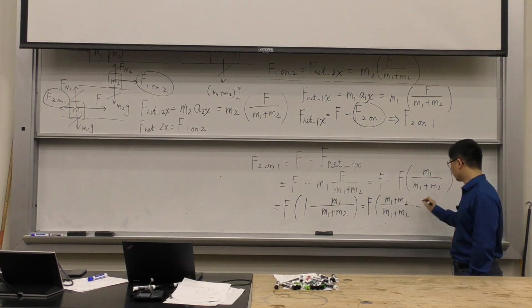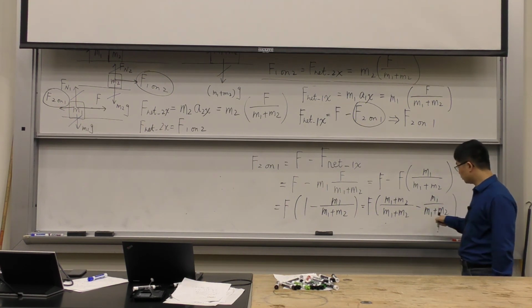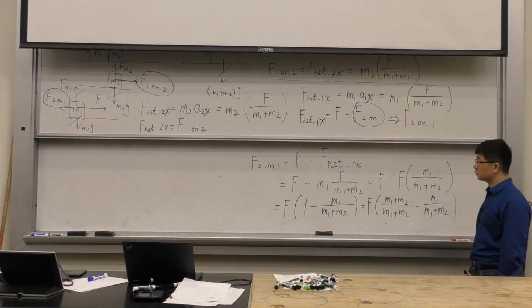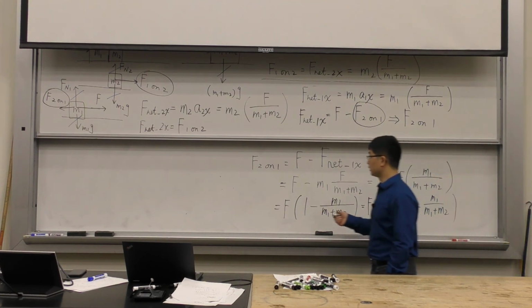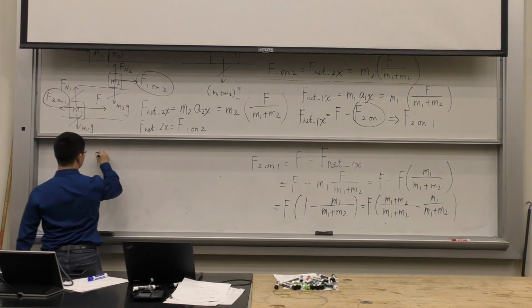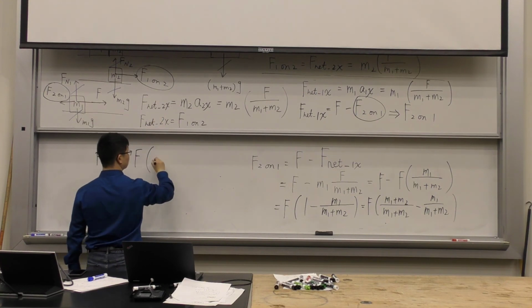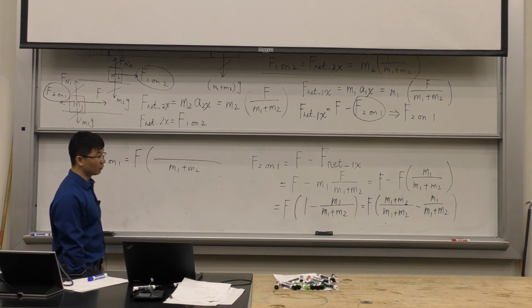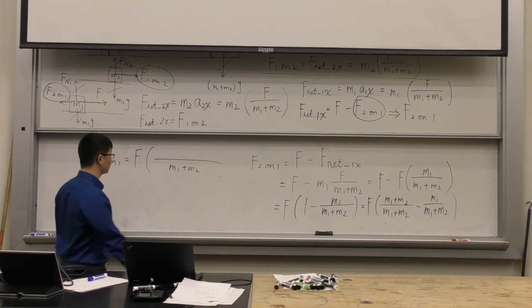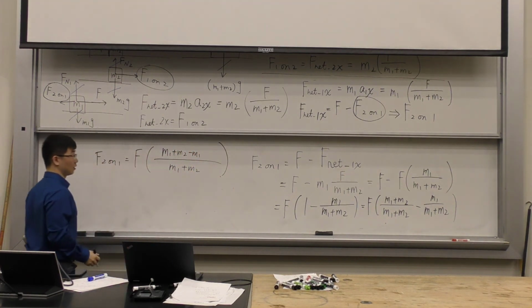Why do I do this? You're going to see why I want to do this. If you do this, you see that these two guys are going to have the same denominator. If they have the same denominator, you can just subtract these two numerators. You can combine them. So what do you get at the end? At the end, you will get this F2 on 1. It's going to be F, now I'm going to have m1 plus m2 at the bottom because they have the same denominator, so I can just subtract the numerators. I get m1 plus m2 minus m1. What do you get at the top? You just get m2.